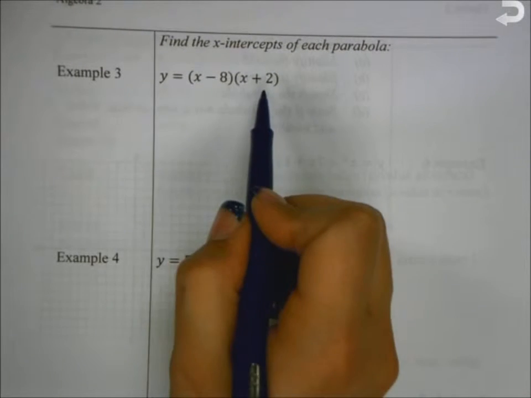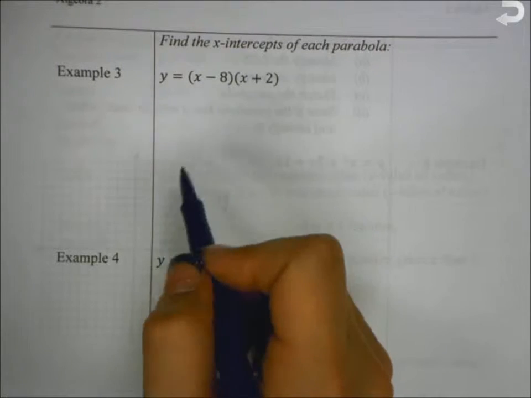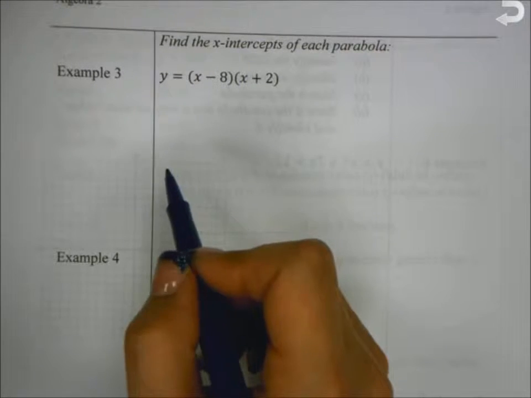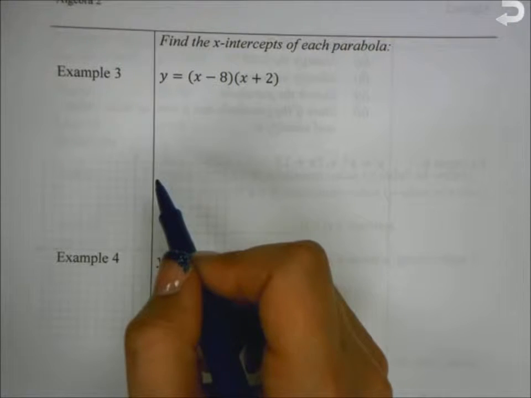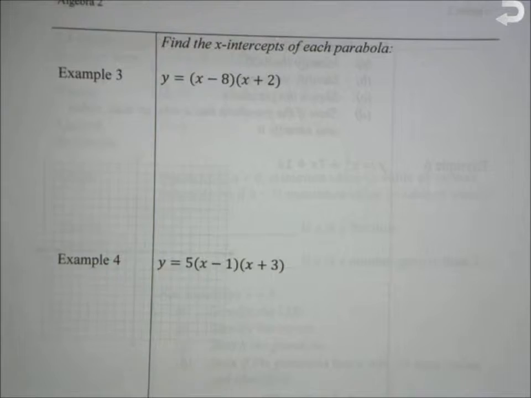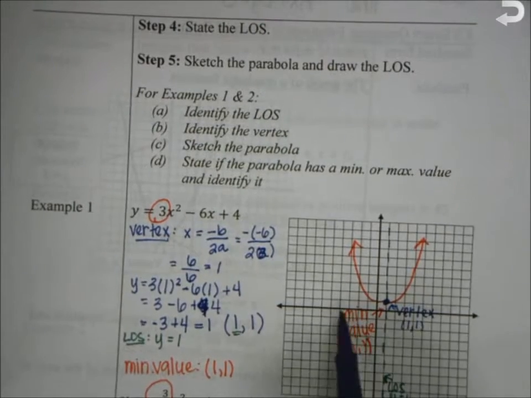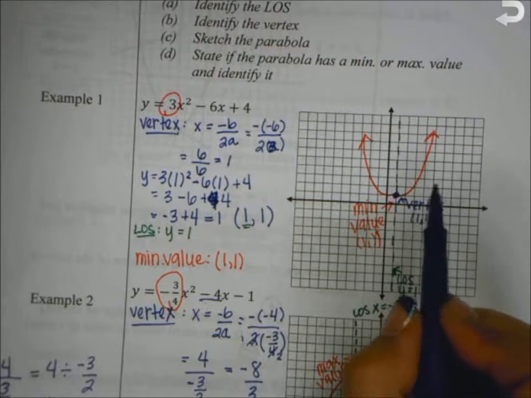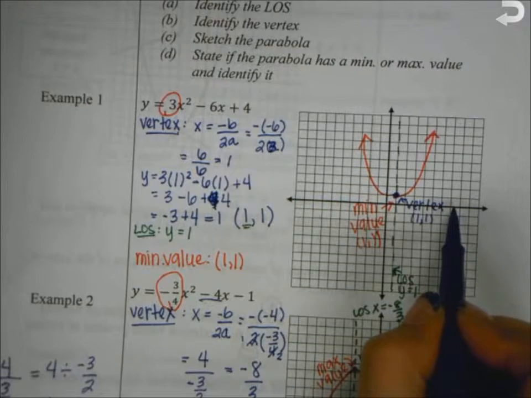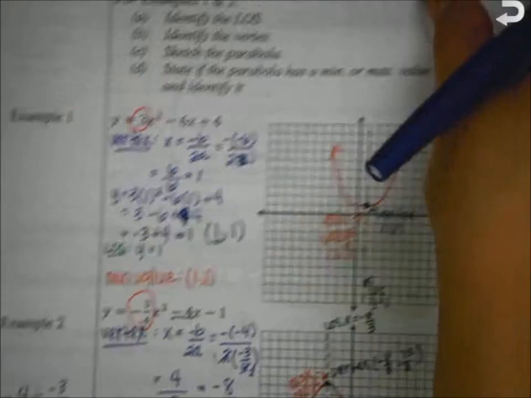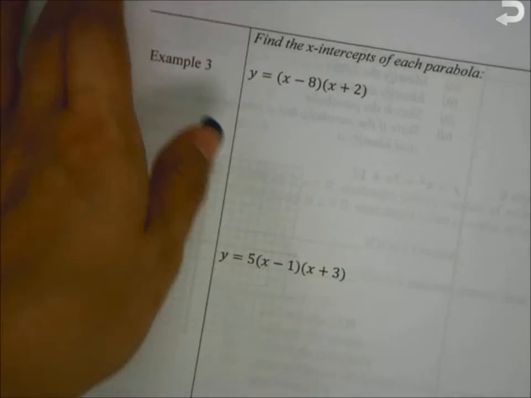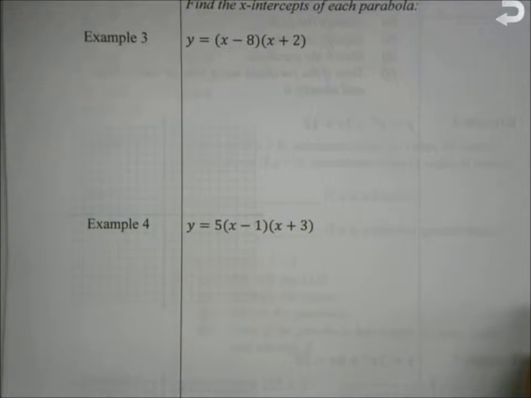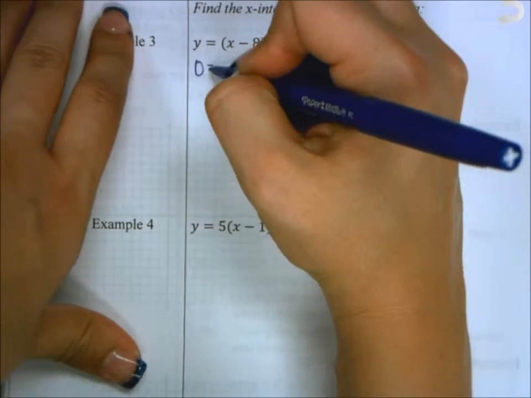If I'm looking for the x-intercepts, I'm looking where the graph crosses the x-axis. What is y supposed to equal when we cross the x-axis? Okay, if we're crossing the x-axis, y equals what? Zero. Thank you. So in order to solve example number 3, we need to set y equal to 0. So let's do it. So we have 0 equals x minus 8 times x plus 2.